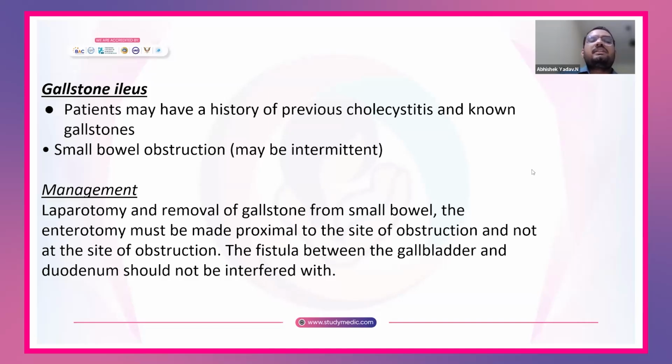Okay. Management is laparotomy and removal of the gallstones from the small bowel. The enterotomy must be made proximal to the site of obstruction and not at the site of obstruction. That's again an important MCQ. The fistula between the gallbladder and the duodenum should not be interfered with.